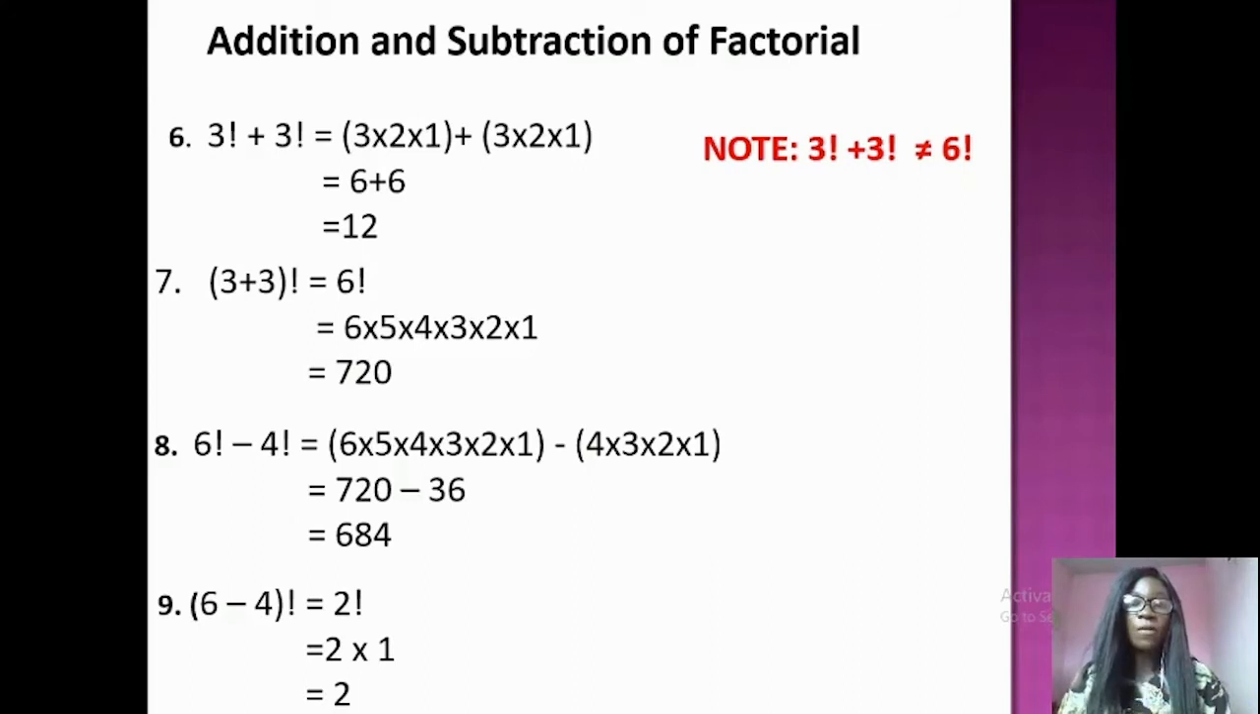So the 6 minus 4 is inside a bracket. So 6 minus 4, we have 2. So we put our factorial. So 2 factorial is 2 times 1. And our number here is 1, 2. So ensure that your number is up to 2. 1, 2. So 2 times 1, we have 2. So these are the different ways we can add and subtract factorial.